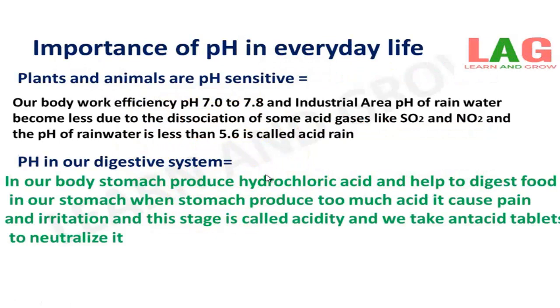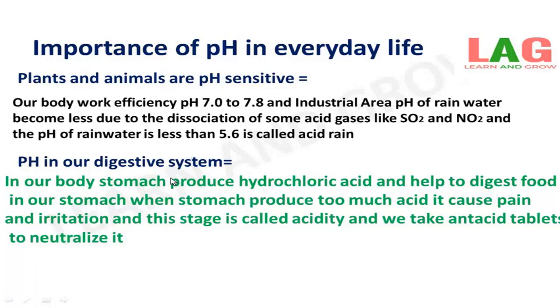Now we will learn about the importance of pH in our everyday life. Actually this is very important, because pH is important for everything. pH controlling is very important. For example, the pH of our blood is 7. For our body to work efficiently, the pH must be 7 to 7.8, and if we maintain this pH, we can work properly, isn't it? And these are very sensitive for plants and animals also.